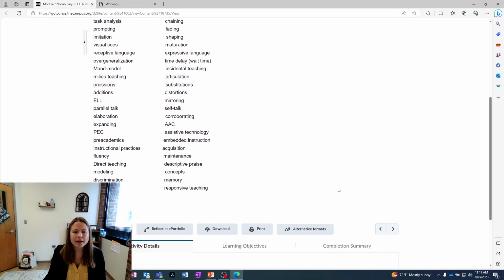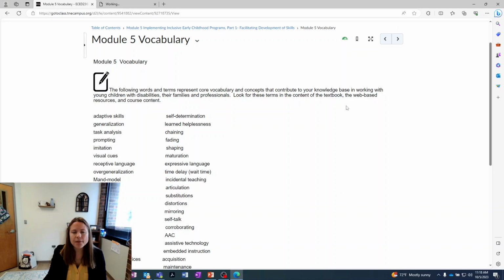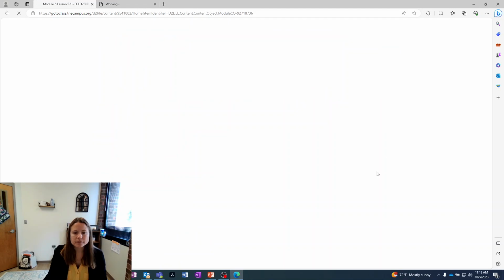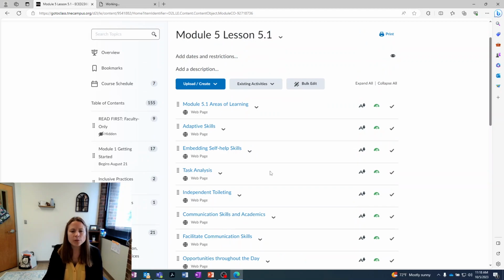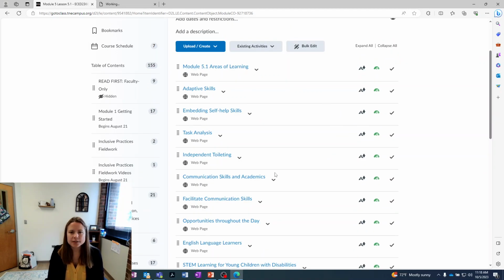Okay, I have some vocabulary terms down here that is represented to our content for this module. In Module 5.1, we're really looking at, like I said, those adaptive skills. What are those self-help skills? How do we embed it into our actual program, our routine, our schedule? What is task analysis, and how do we use that in an inclusive classroom?